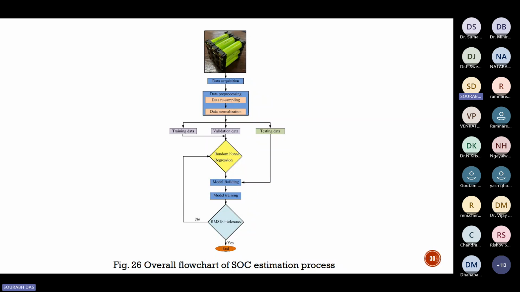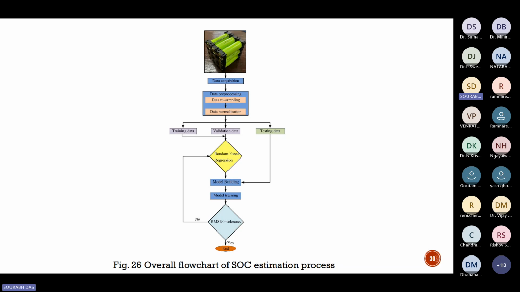Then data normalization should be done. This means scaling the data to a specific range to ensure all the features contribute equally to the model training process. So we know that during data normalization, the data should be between 0 and 1. For all the parameter values, like terminal voltage, which is 2.8 to 4.2, this should be normalized to 0 to 1, and load current may be anything, so it also should be normalized to 0 to 1 only.